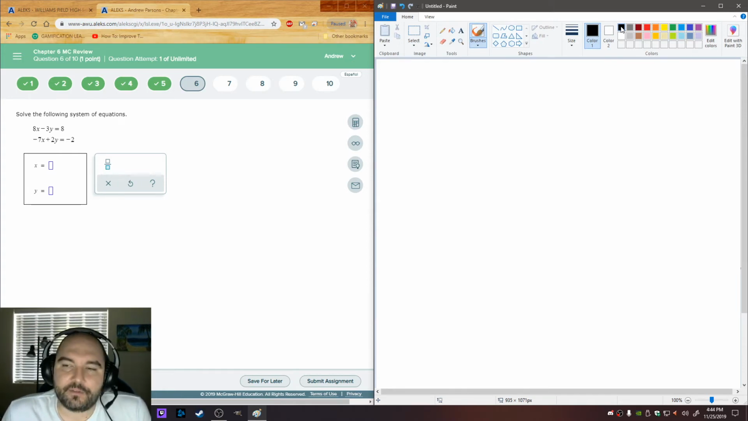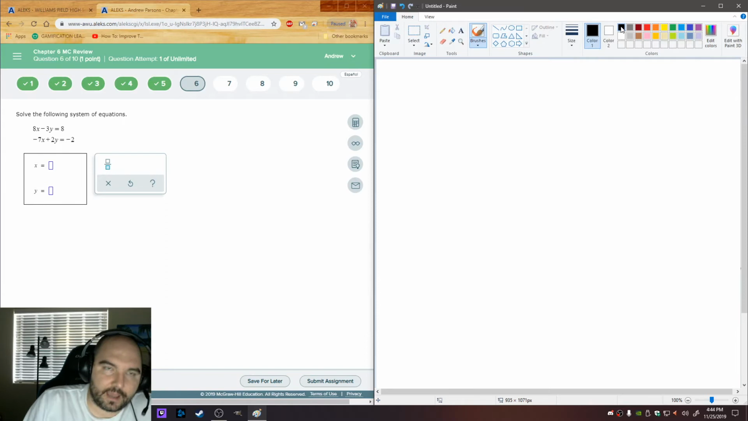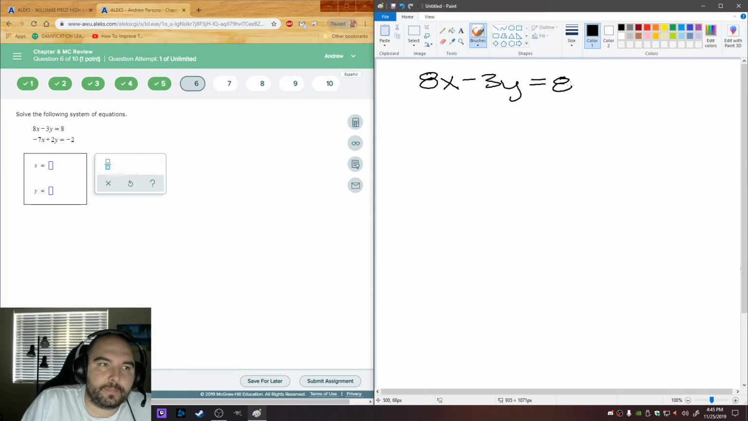The number 5 question should be something that you can cancel out immediately, or maybe you just have to flip the signs before you cancel out. Okay? On 6, and I think 7, maybe even 8, you're supposed to multiply one or more of the equations to be able to solve it. So going to my number 6 here, we've got 8x minus 3y equals 8. Negative 7x plus 2y equals negative 2.